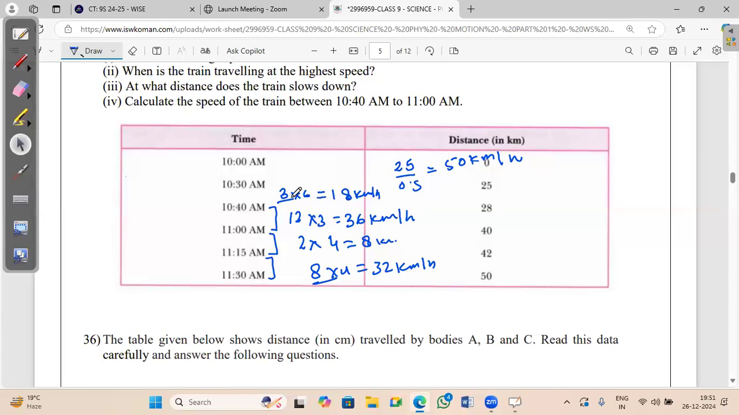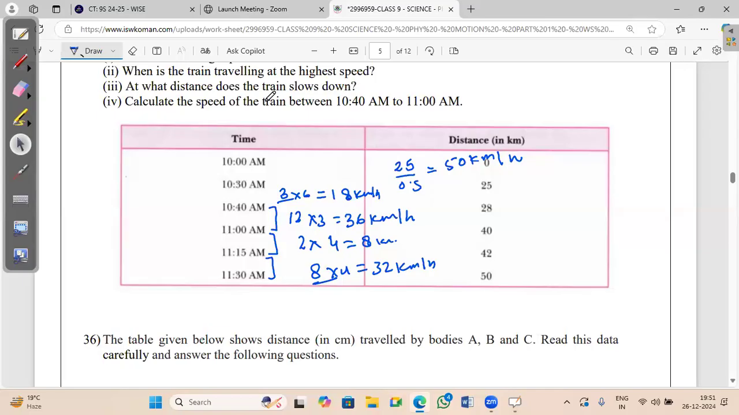So see, we are getting a lot of varieties of questions here and a number of methods to solve them. At what distance does the train slow down? Sir, at a distance of 42 kilometers. Or you say at a distance of 40 kilometers, the train slows down. So it is achieving only 8 kilometers per hour.